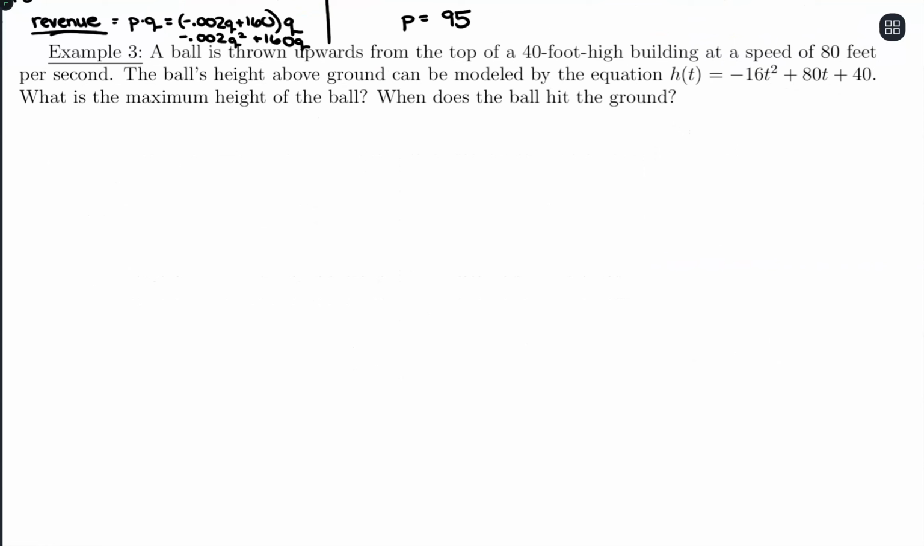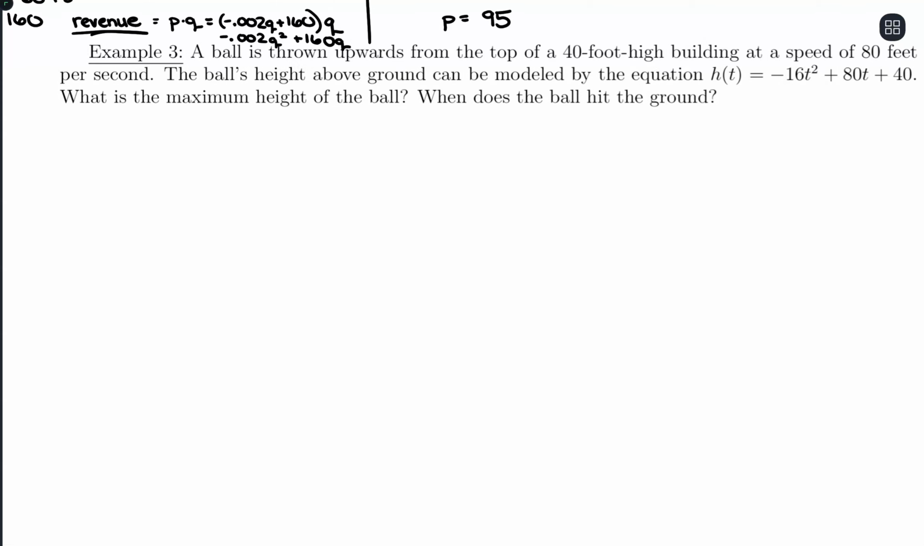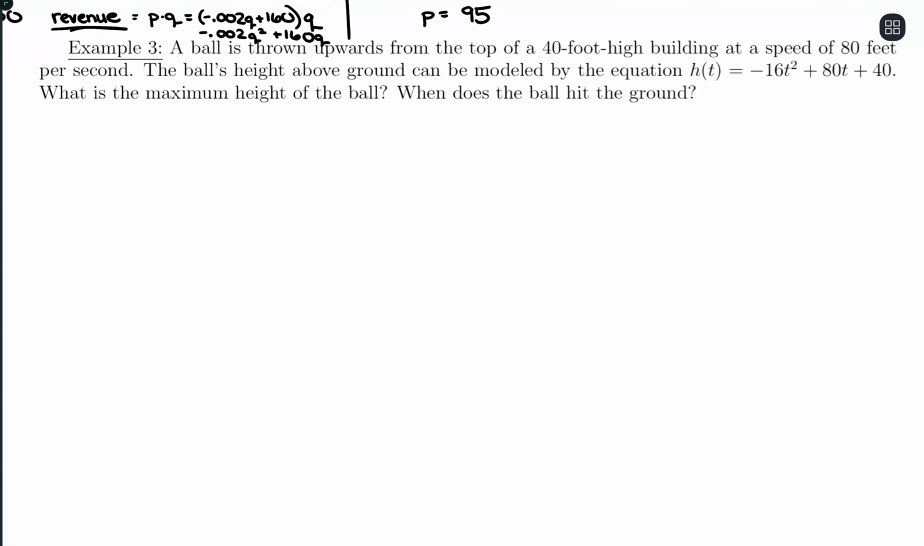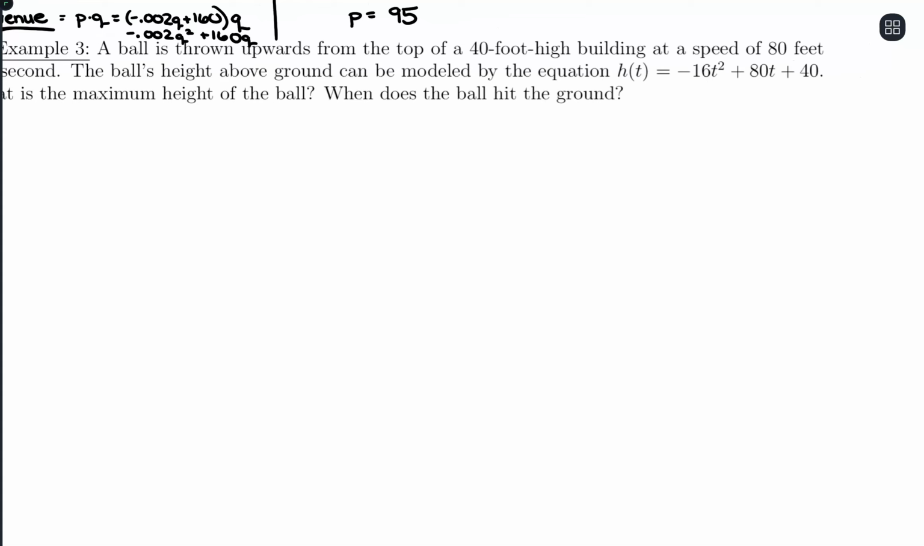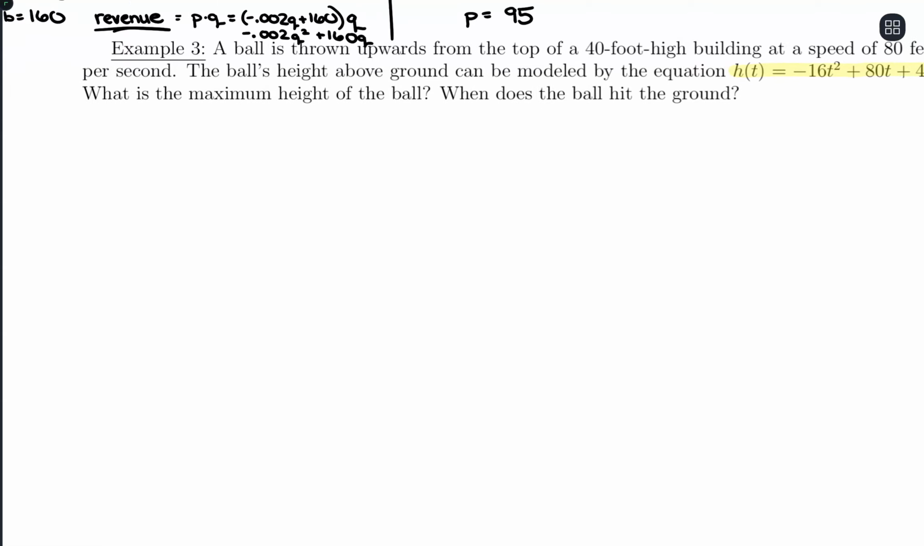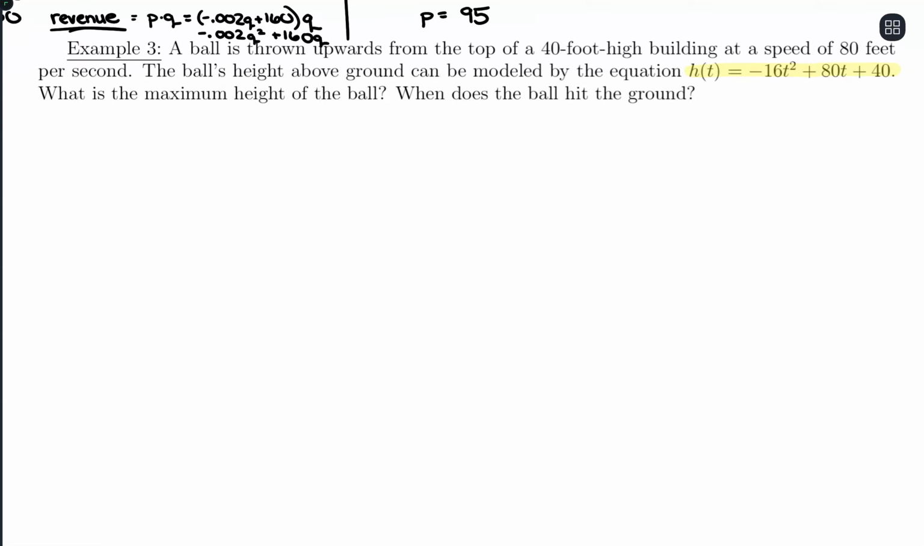Okay, one last example here. A ball is thrown upwards from the top of a 40-foot high building at a speed of 80 feet per second. The ball's height above ground can be modeled by the equation h of t equals negative 16t squared plus 80t plus 40. We want to know what is the maximum height of the ball. So again, maximum or minimum, we're thinking vertex.